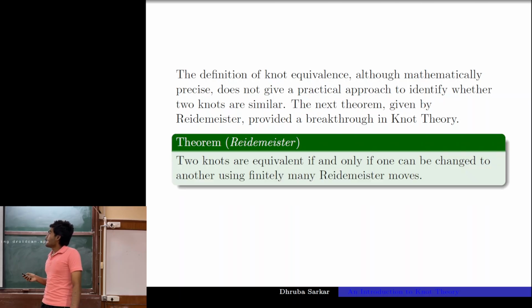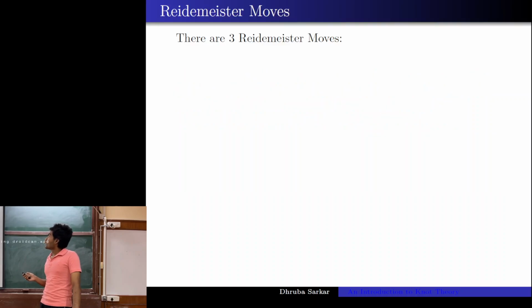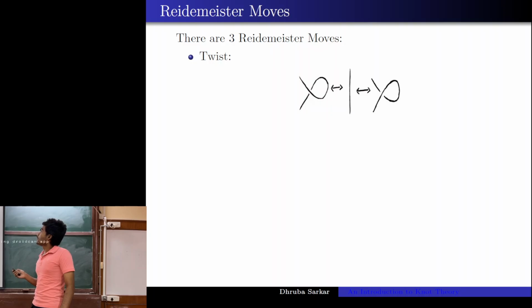This is the theorem by Reidemeister. It says that two knots are equivalent if and only if one can be changed to the other using finitely many Reidemeister moves. So what are these Reidemeister moves? There are three Reidemeister moves in total. The first one is called the twist, where you have some sort of arc that looks like this. You can untwist it and then twist it back again.